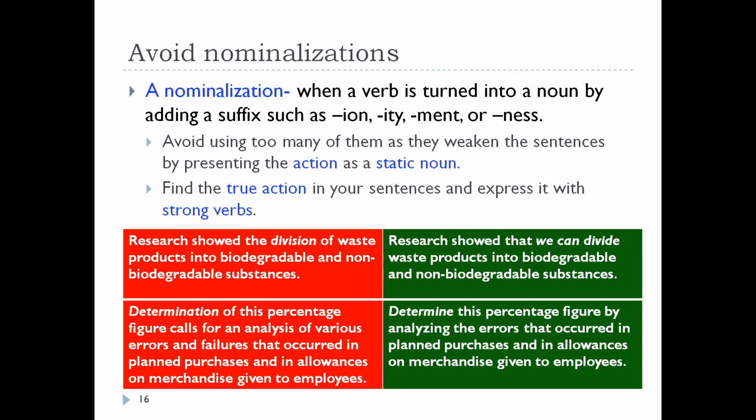So for example, divide is basically a verb. You make it a noun by adding ion: division. Develop is a verb, and you convert it into a noun by adding ment: development. Similarly, let us look at other examples. Determine is a verb. You convert it into a noun by adding tion: determination.